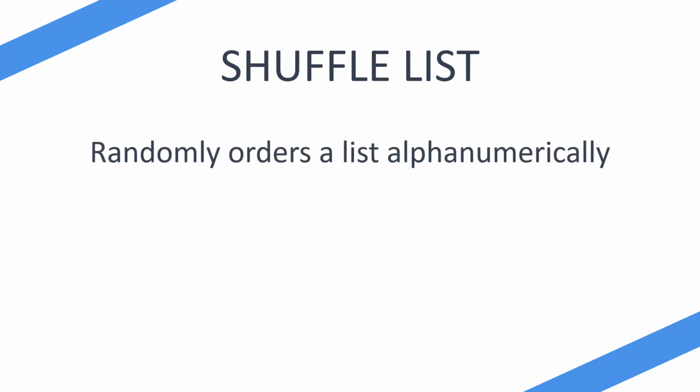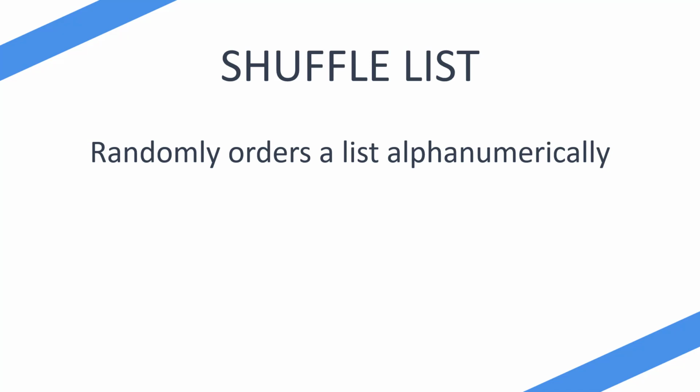Then you've got shuffle list. Now this randomly orders an alphanumeric list. What do I mean by that? Well, every time you run through and you pass a list into this, let's say you've got the 1, 2, 3, 4 example again, when you run through it may come out as 3, 2, 1, 4. But the next time you run through it may come out as 4, 3, 1, 2. Every time the action occurs it sorts randomly. So for whatever reason you might need to do a random list, this is why you would use shuffle list.